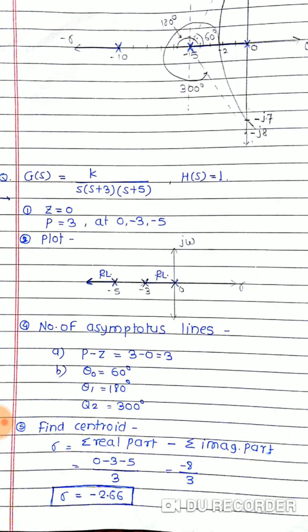Then we'll find out the centroid. Formula for the centroid is summation of real parts of poles minus summation of real parts of zeros divided by p minus z. Only real poles are present, zeros are not there. Therefore 0, one pole is at 0, another is at minus 3, another is at minus 5, divided by p minus z, which is 3. Therefore the centroid is at minus 2.66.